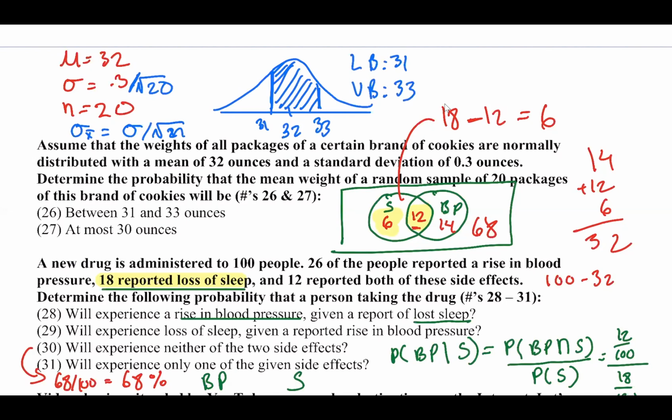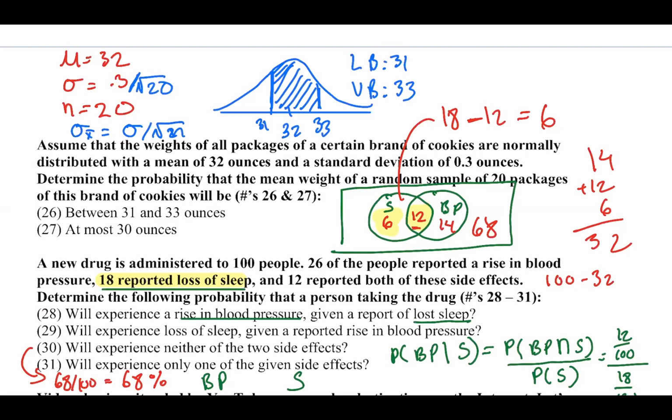So when I go to ClassCalc or my TI-84, for mu, you can put 32. For sigma, you have to do 0.3 divided by square root of 20, because if you don't do that, you're going to get the wrong answer. And then the lower bound is 31, upper bound is 33. Everybody good so far on that?